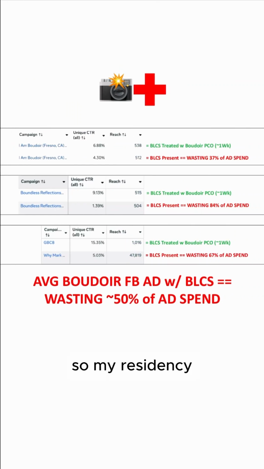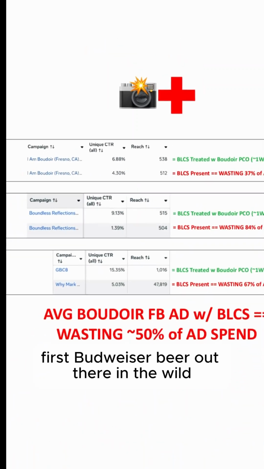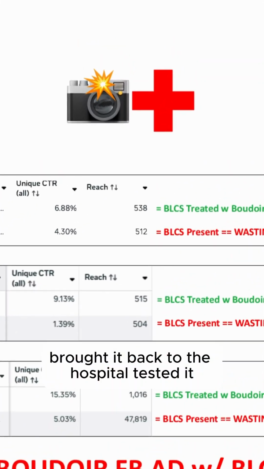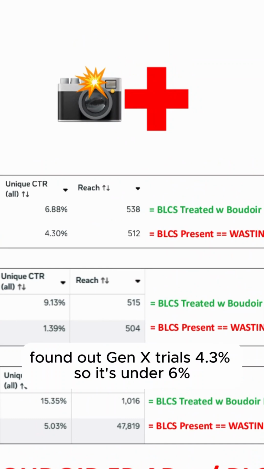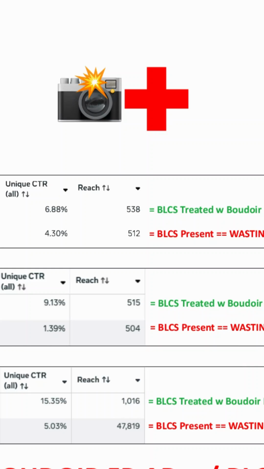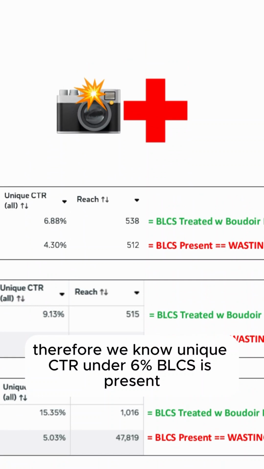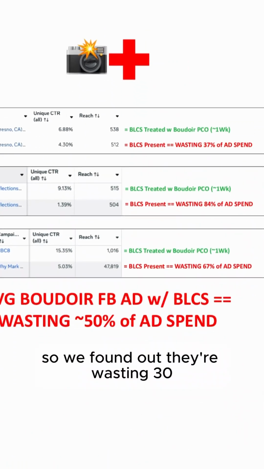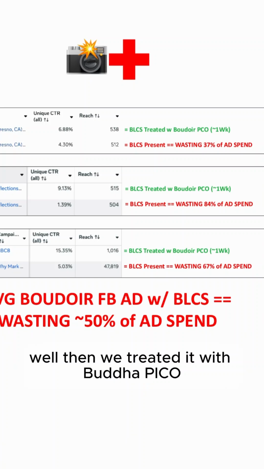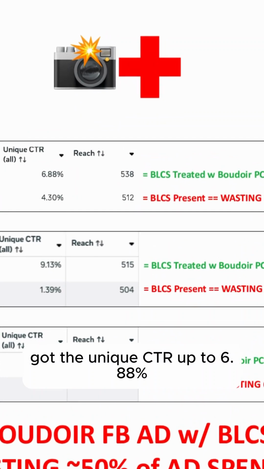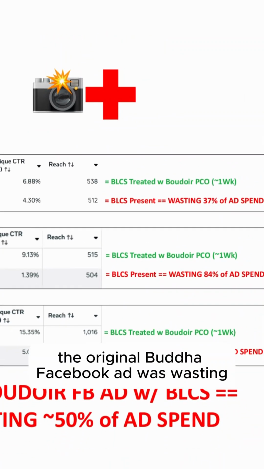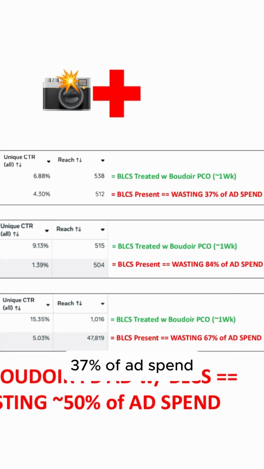So my residency went out, found a first Boudoir Facebook ad out there in the wild, brought it back to the hospital, tested it, found out unique CTR is 4.3%. So it's under 6%. Therefore, we know BLCS is present, Boudoir low click syndrome. Then we treated it with Boudoir Pico, got the unique CTR up to 6.88%. We found out the original Boudoir Facebook ad was wasting 37% of ad spend.